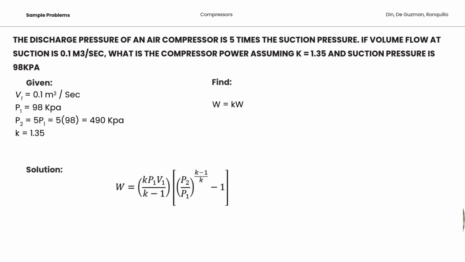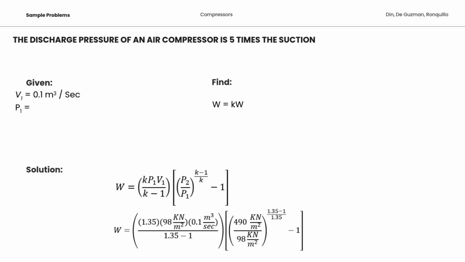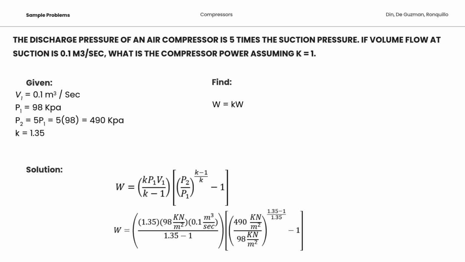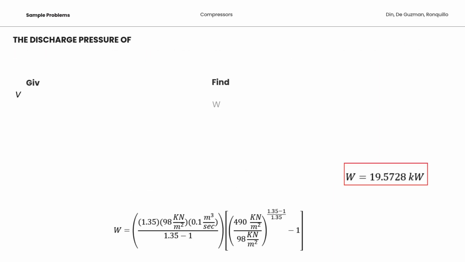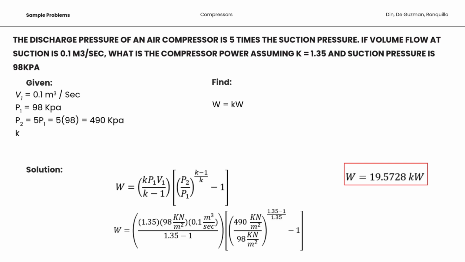So, ang hinahanap lang is yung work ulit or compressor power. So, single stage siya. Gamitin lang ulit natin yung ginamit natin na formula kanina. So, direct substitution lang siya ulit. Input lang ulit tayo ng given. Makuha natin to. So, unit analysis ulit. Ang matitira is kilonewton meter per second or kilojoule per second or kilowatt, which is equal to 19.5728 kilowatt.